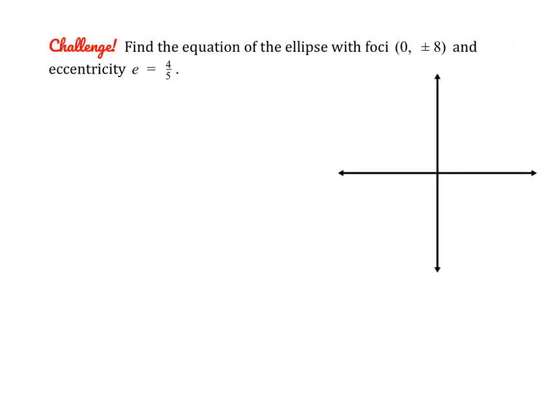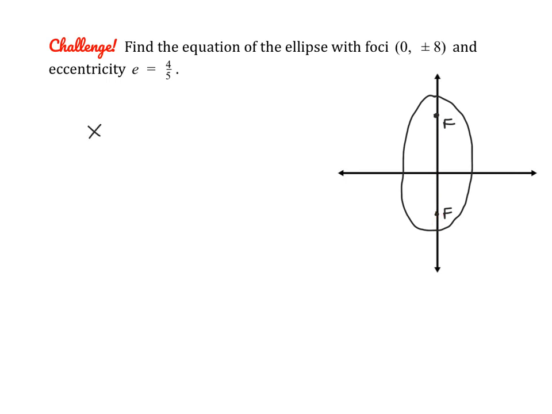So here we have one last challenge problem that we're going to do together. We're asked to find the equation of the ellipse that has foci at 0, plus or minus 8 and an eccentricity of 4 over 5. Since we have foci that are along our vertical axis, we know that we are going to have a vertical ellipse. Here is one focus, and here's another one. So this is at 0, 8, and 0, negative 8.